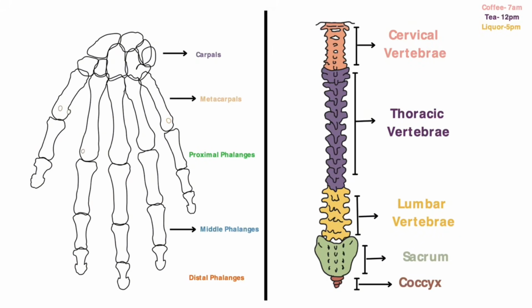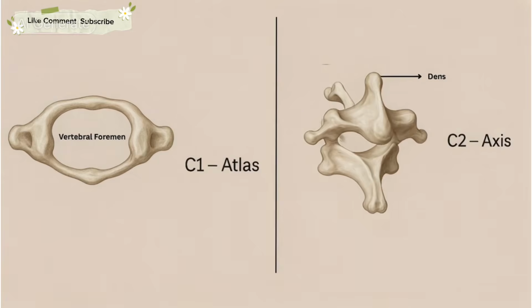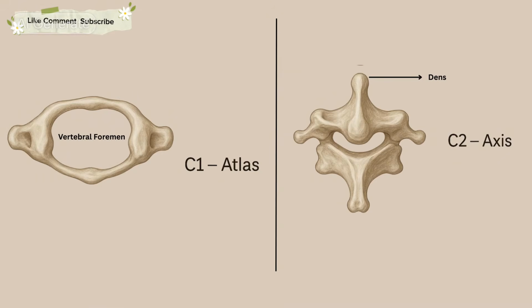The vertebral column is composed of 33 bones called vertebrae, and they are divided into regions. First, we have our cervical region. This is the neck area. The cervical region is composed of 7 bones, C1, C2, C3, C4, etc. Now, C1 and C2 are important. C1 is our atlas. C2 is our axis. They work together and are responsible for neck movement.